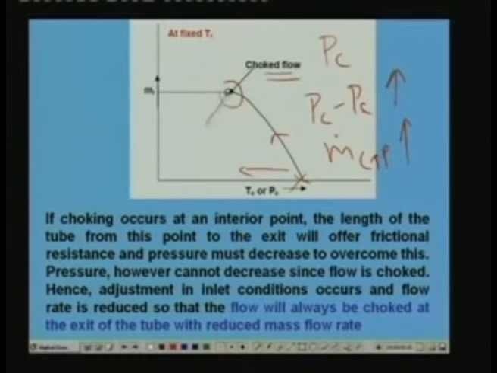This happens because at this point the velocity of the refrigerant reaches that of the sonic velocity. Once it reaches the sonic velocity, the velocity cannot increase further, so mass flow rate cannot increase further, so mass flow rate remains constant. This is a typical problem encountered in compressible flows, for example in nozzles. And this is known as choking, and if choking occurs at an interior point, the length of the tube from this point to the exit will offer frictional resistance, and pressure must decrease to overcome this. However, pressure cannot decrease because flow is choked, hence adjustment in inlet condition occurs and flow rate is reduced, so that the flow will always be choked at the exit of the tube with reduced mass flow rate.